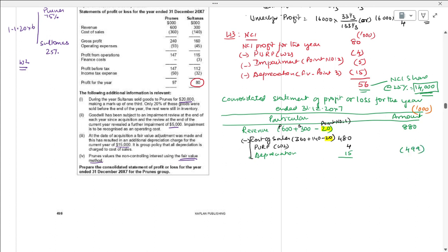Okay, understood. Okay, how much you'll get? 117 minus 8, 3. This is gross profit.